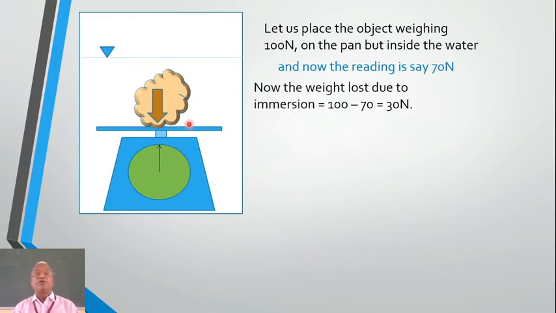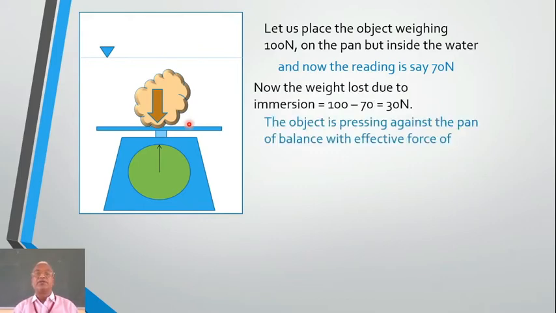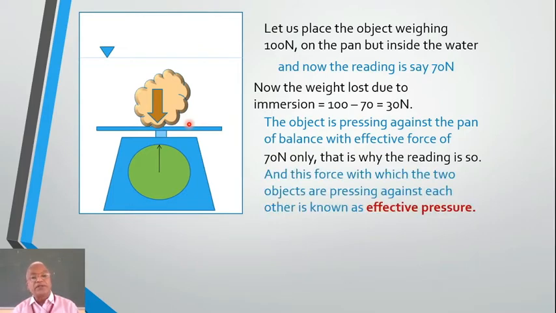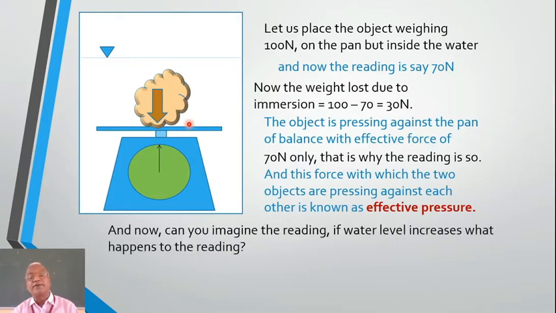Now the weight lost due to immersion is 30 newtons. The object is pressing against the pan of the balance with an effective force of 70 newtons only. That's why the reading is so. And this force with which the two objects are pressing against each other is known as effective pressure. And now, can you imagine the reading? If the water level increases, what happens to the reading? Suppose the water level has gone up now, and the reading now is 70 newtons, you are saying, right?